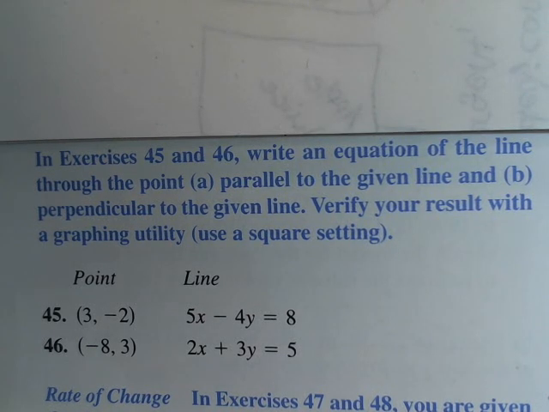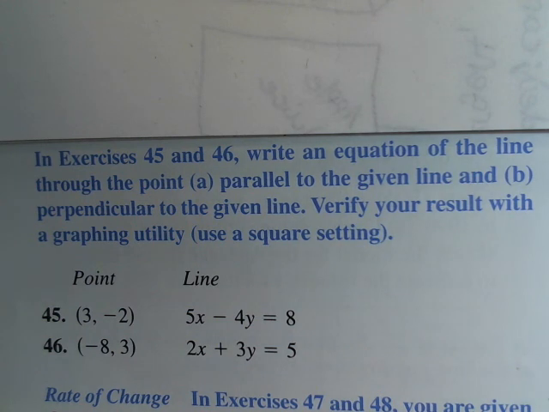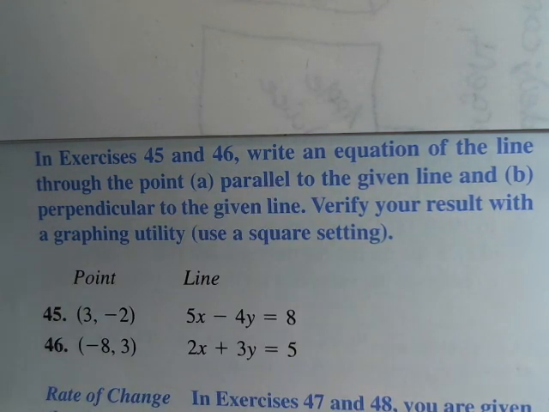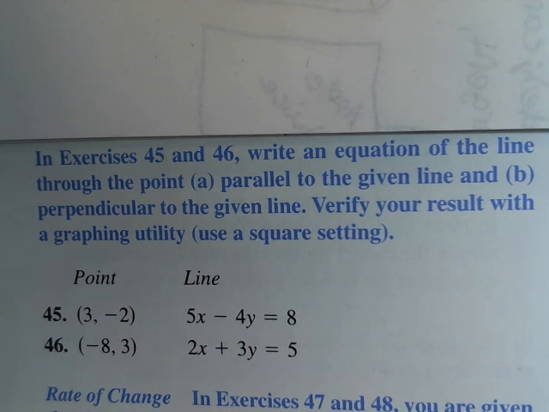Here's the second night's review for the midterm exam. This is page 78. Number 45 is the one I'd like you to do. So you can read the instructions: write the equation of a line parallel to the given line and perpendicular to the given line that goes through the point (3, -2).